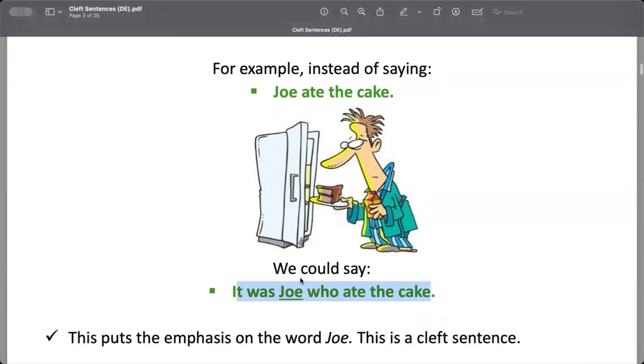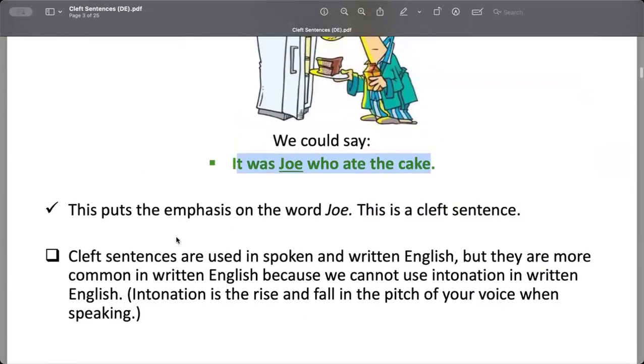So in here we can find the emphasis, right? Cleft sentences are used in spoken and written English, but they are more common in written English because we cannot use intonation in written English. Intonation is the rise and fall in the pitch of your voice when speaking. So they are common in speaking as well as written English.